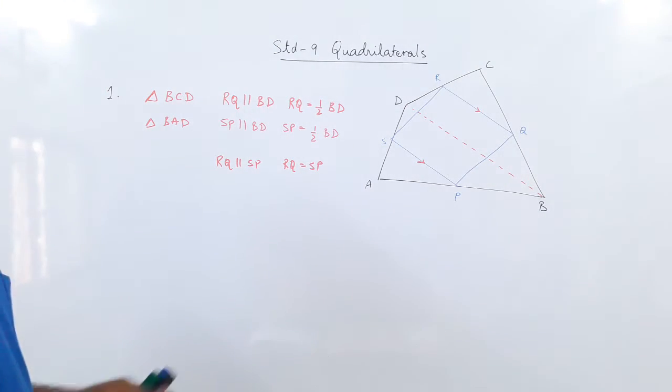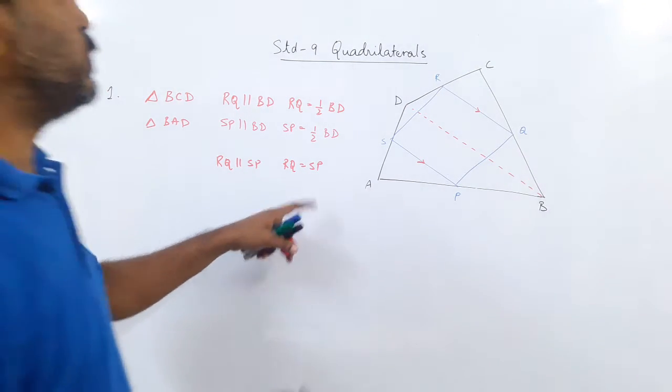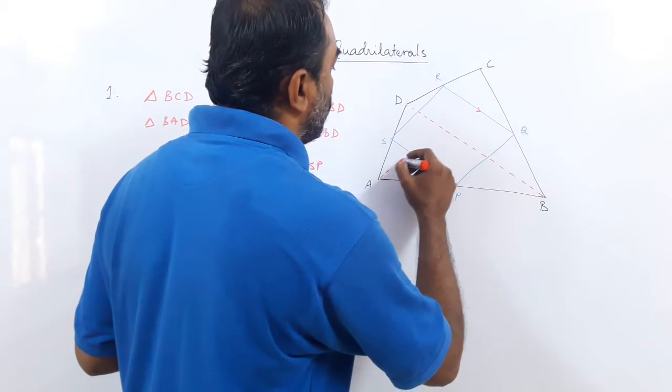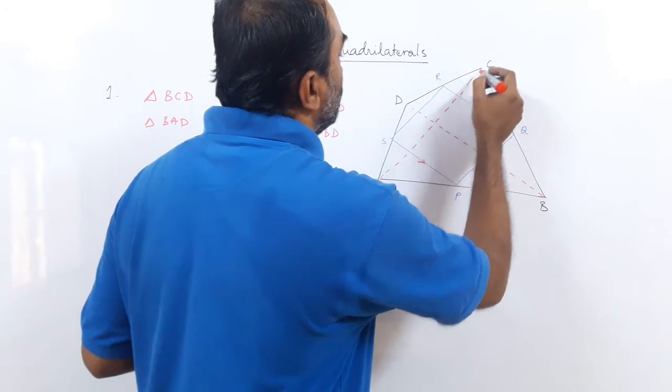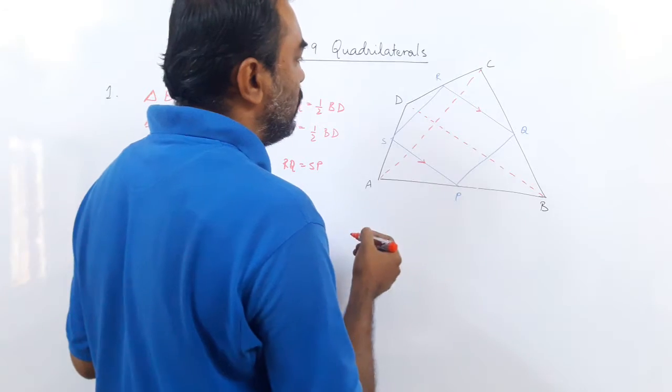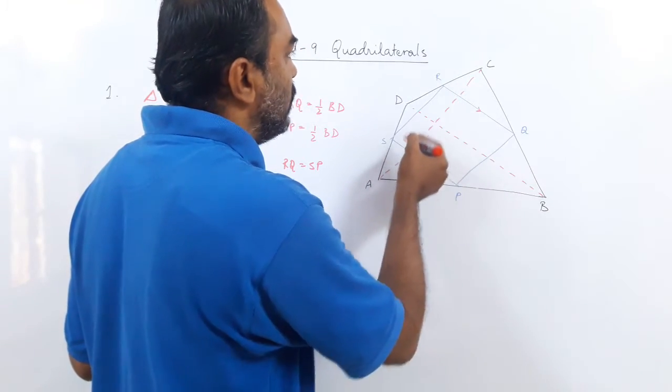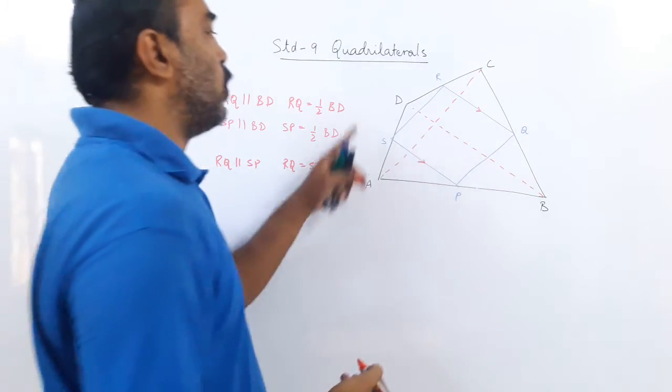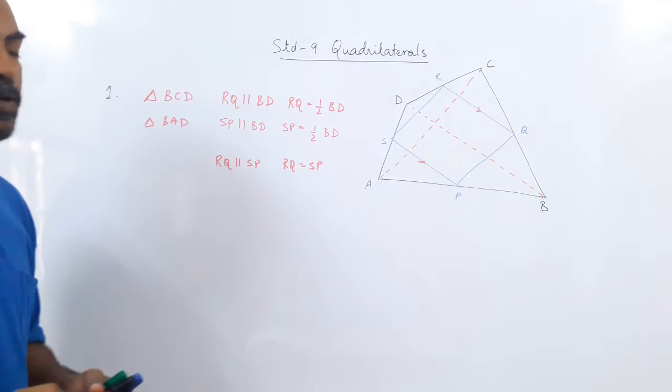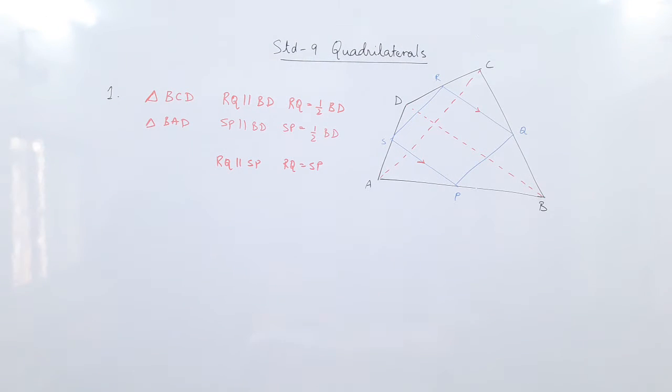If you do not want to do that, you can also do this. RQ equal to SP, then you can join AC. So SR is half of AC, PQ is half of AC. So SR and PQ are equal. So opposite sides are equal. Even then you can show it is a parallelogram. So this is the application of the midpoint theorem. A very easy first sum.